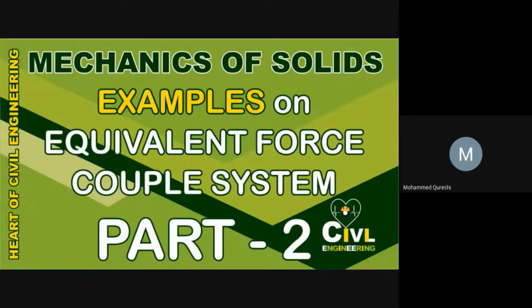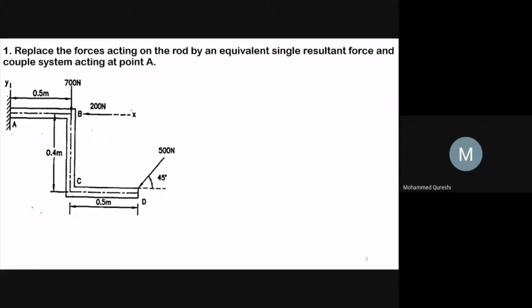In the previous lecture of Mechanics of Solid subject, we had seen the examples related to equivalent force couple system. Let us go through more examples related to the same. So, in the first example, it is given that replace the forces acting on the rod by an equivalent single resultant force and couple system acting at point A. So we have to replace all the forces at point A.